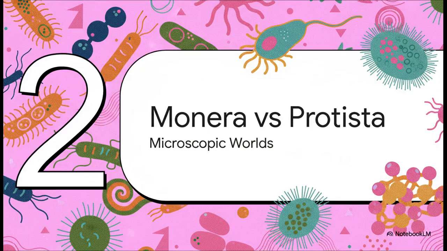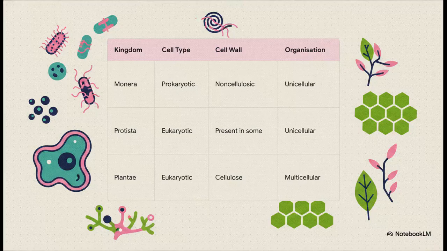Number 2. Monera versus Protista, microscopic worlds. We really need to drill down here because this is one of the most commonly confusing comparisons on biology tests. Contrasting these groups side by side reveals exactly how different they actually are. Take Monera. These are your bacteria. They are exclusively single-celled and prokaryotic, and their cell walls are typically made of peptidoglycan, definitely not cellulose.